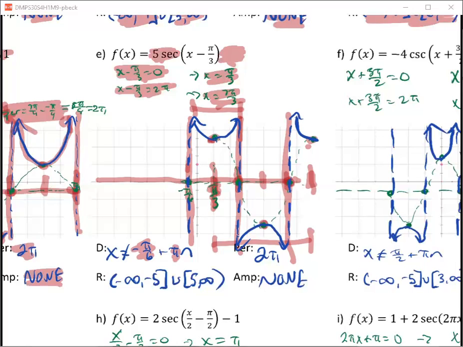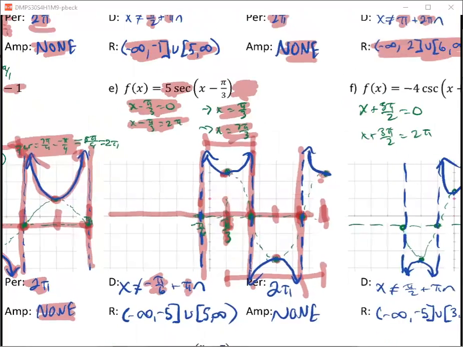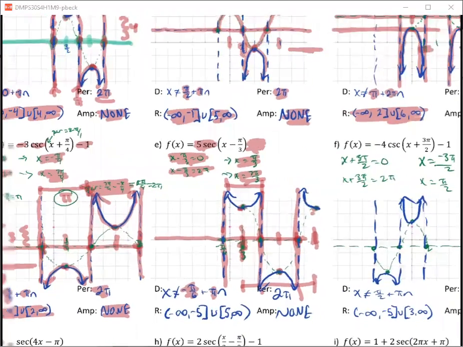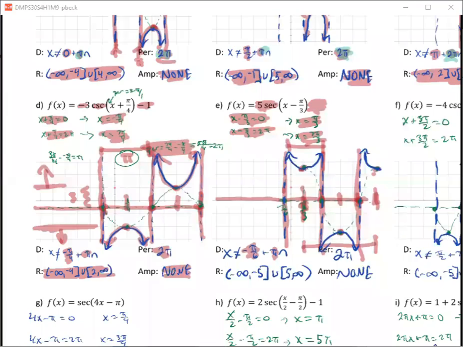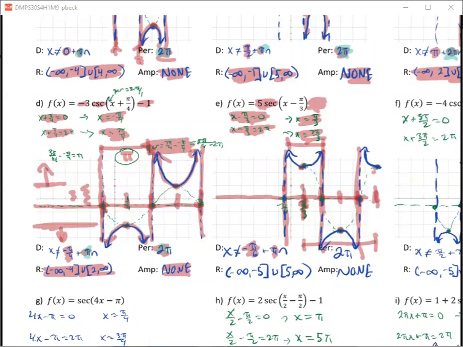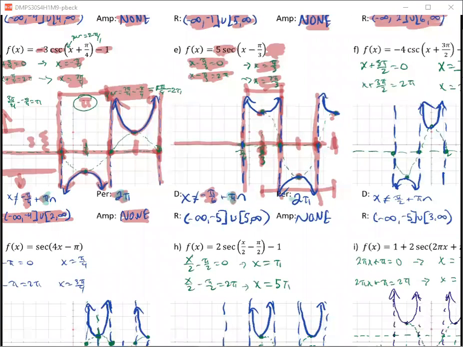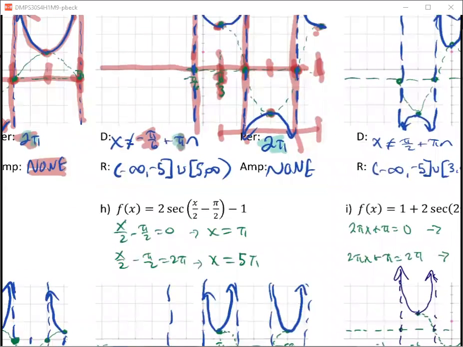Now, a shorthand way of looking at this, I'm not sure if you guys have caught on just yet, is that the distance between asymptotes is always going to be half of the period. So if you notice, pi is half of 2 pi. 2 pi is half of 4 pi. Pi is half of 2 pi. Once again, pi is half of 2 pi. So your shorthand way of looking at this is, let's just go half the period to the next asymptote.